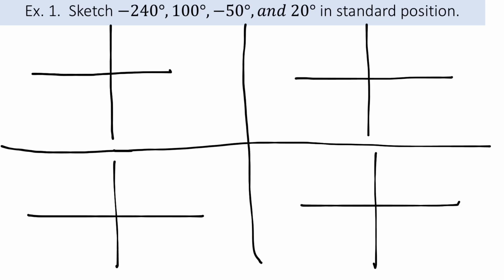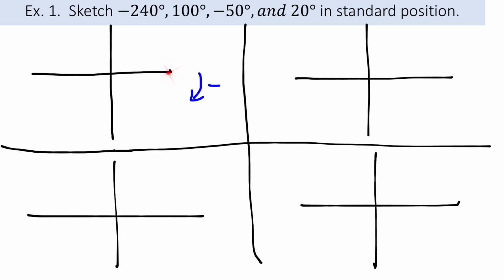So we're going to sketch these 4 angles in degrees in standard position. I'm going to make 4 little diagrams. The first one, negative 240 degrees. I'm going to go in the negative direction. So this is negative, and I'm going to count 240 degrees.